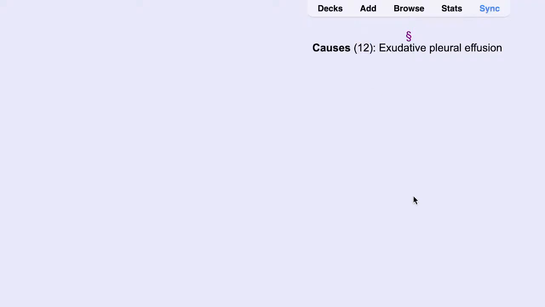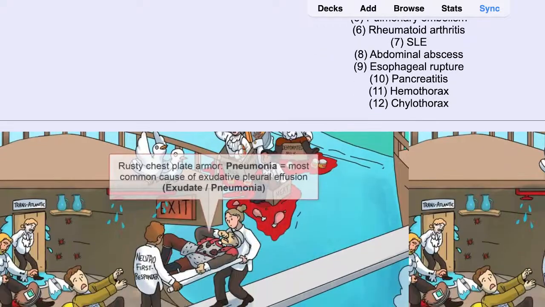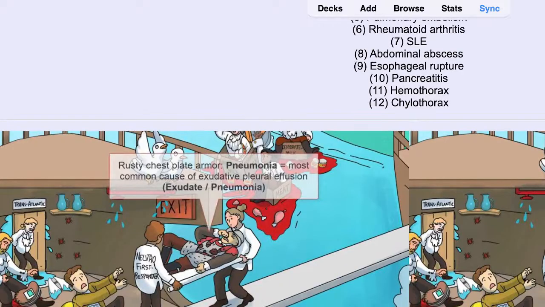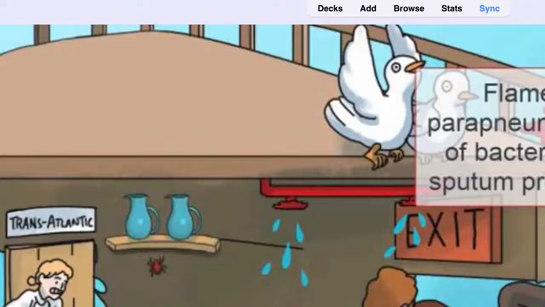So we saw pneumonia, obviously malignancy, TB, pancreatitis, lymphomas. I got 5. You got pneumonia. It's parapneumonic effusion, kind of parallel to the pneumonia. Okay, cool.